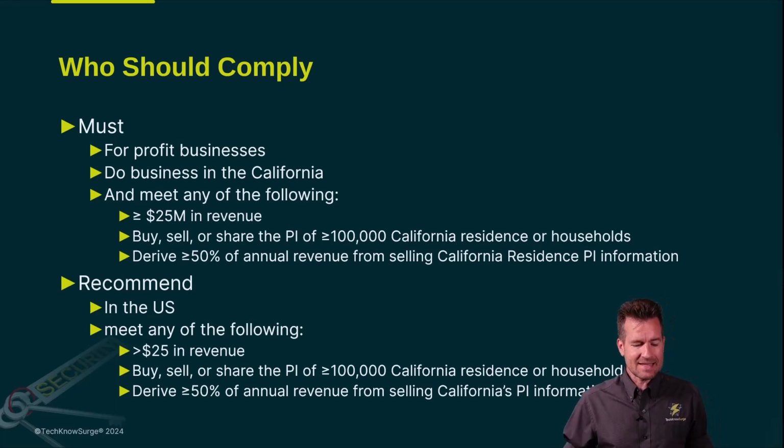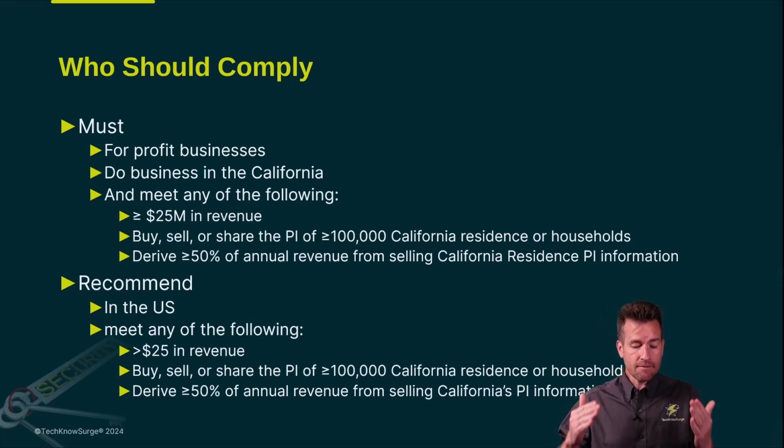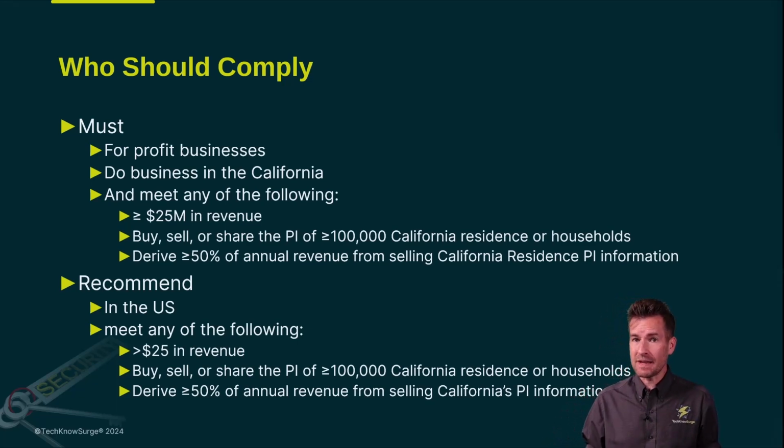Well, any for-profit business doing business in the state of California that meets one of the following criteria. It could be that the business is making at least $25 million in revenue, or maybe they're buying, selling, or sharing the PI information of 100,000 or more California residents or their households, or deriving at least 50% of their annual revenue from selling California residents' PI information.